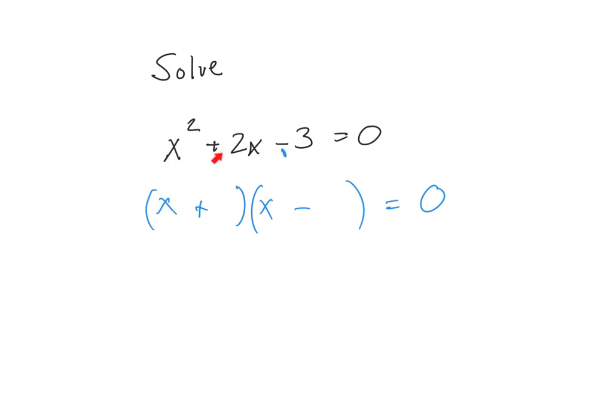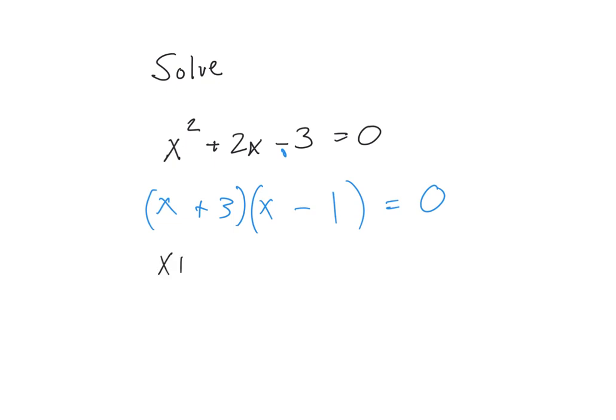Since it's positive here, that means the larger number will be positive, and the smaller number is negative. Do 3 and 1 multiply to -3? Yes. Do +3 and -1 add to +2? Yes, they do. So I've done it shorthand, but I'll just do it quickly here.